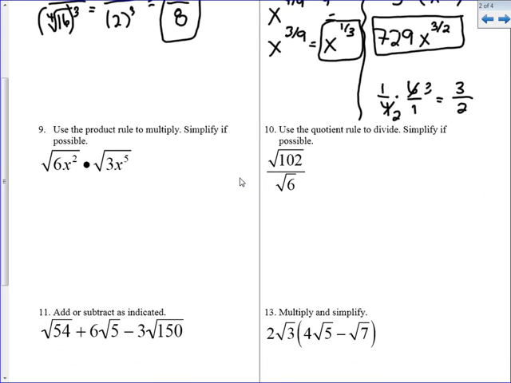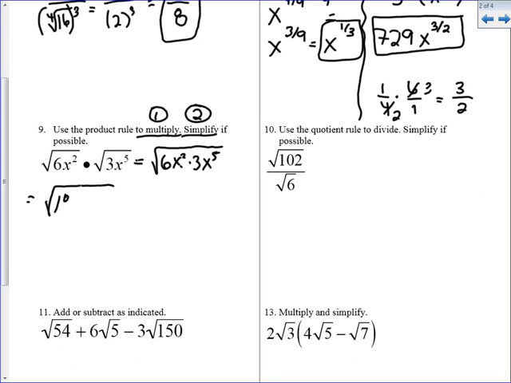So number 9, use the product rule to multiply, simplify if possible. Again, novel idea. Read the directions and do what they say. Multiply first, simplify second. It will make your life a whole lot easier. So to multiply square roots, I still get a square root. I just have to multiply the radicands. And this really brings in our last rule of exponents. So I can multiply 6 times 3 and I get 18. And then when I multiply like bases, what do I do with their exponents? Add them. That's kind of our last rule. So I have x to the 7.